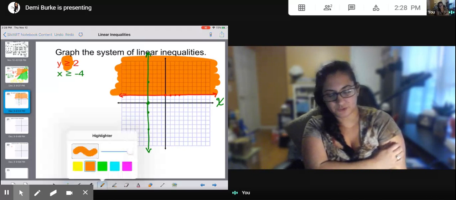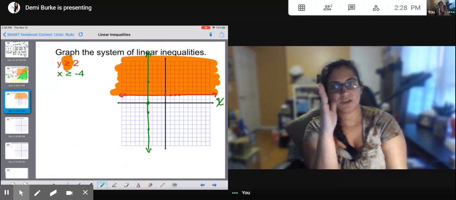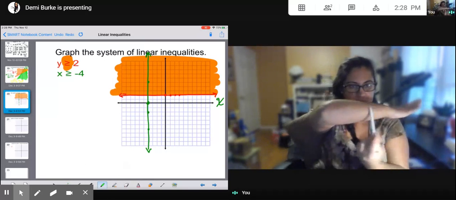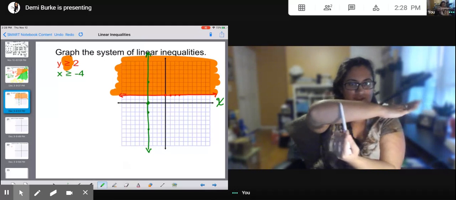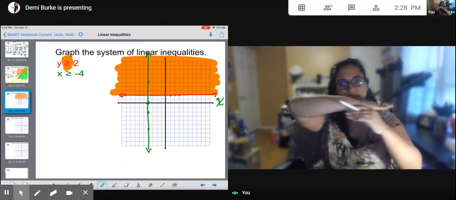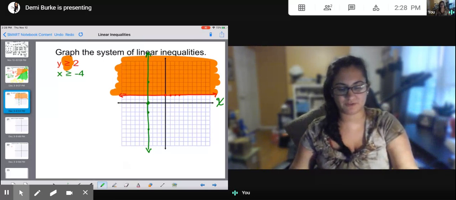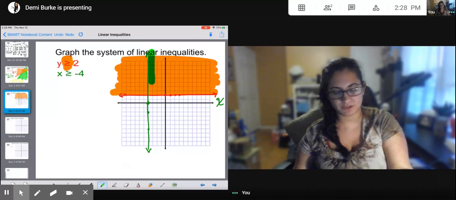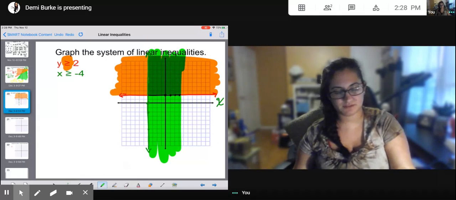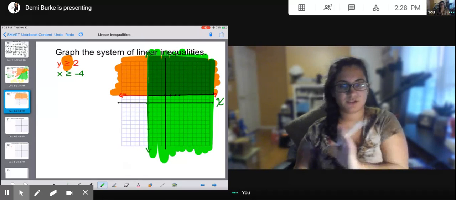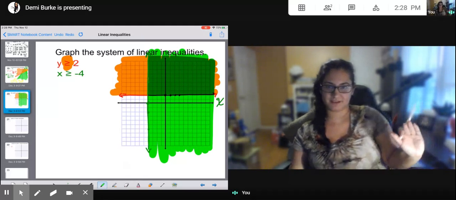When I'm going to shade that in, greater than -4 on the x number line, I'm looking at my number line, and I want things that are greater than -4. 0, 1, 2, 100, all of these numbers that are bigger than -4 are all going to be numbers to the right of -4, so I would shade in to the right of that line.